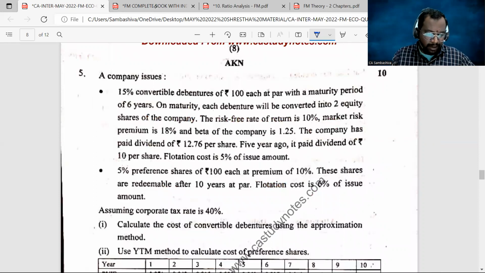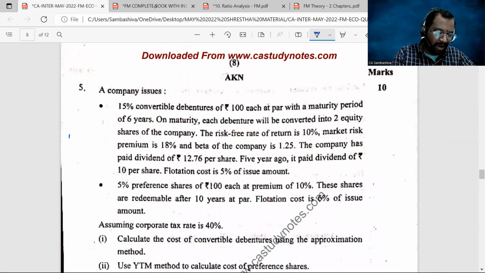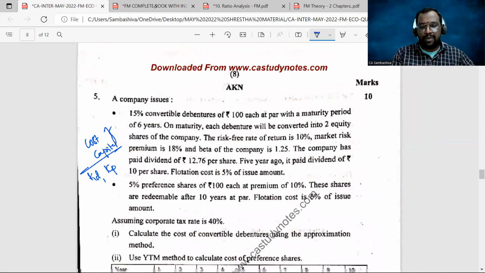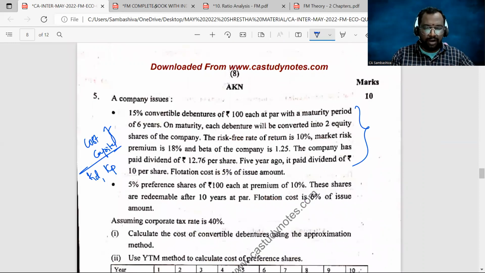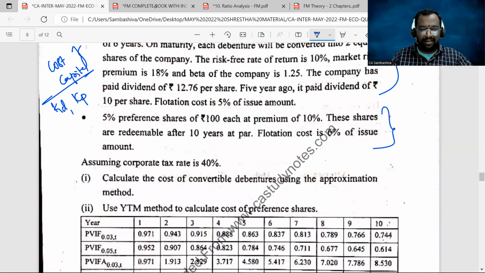Question number 5A. 5A is from the chapter cost of capital, where you are asked to find out the cost of redeemable debentures and cost of preference shares, cost of convertible debentures and cost of preference shares. The first paragraph information is with respect to cost of convertible debentures. The second paragraph is with respect to cost of preference shares. Okay, now. So the same problem we have done in our Shreshta material again, from the chapter cost of capital.